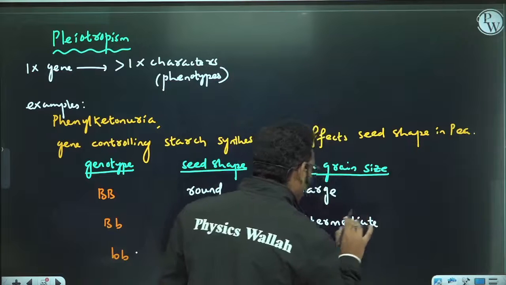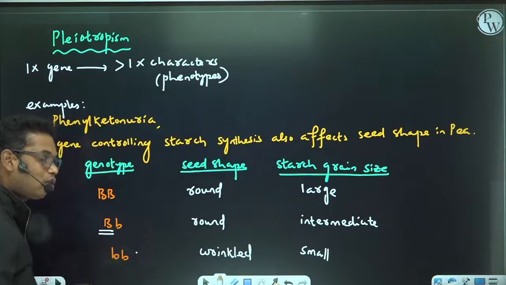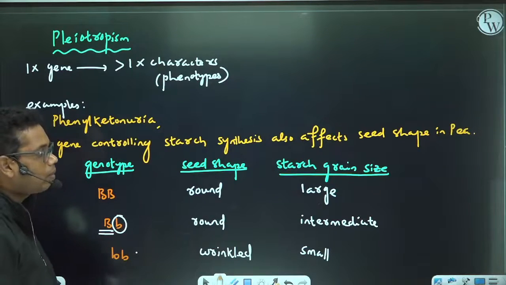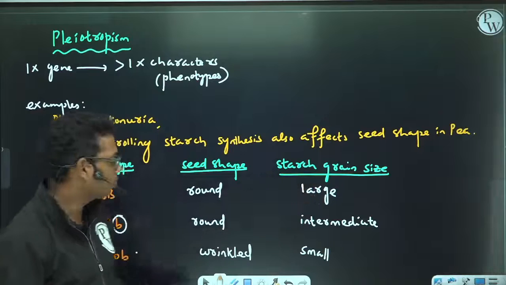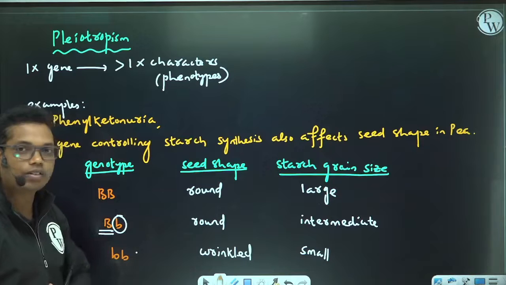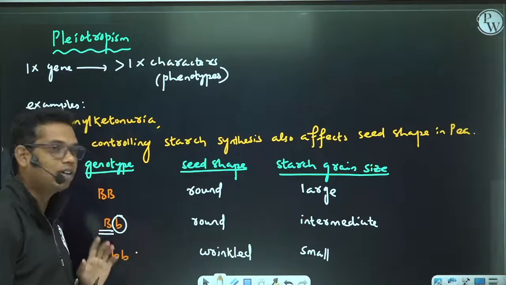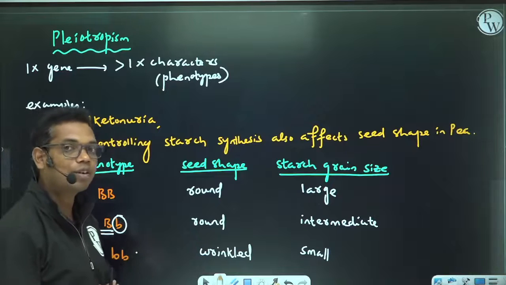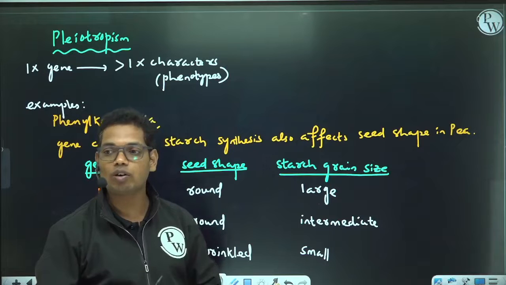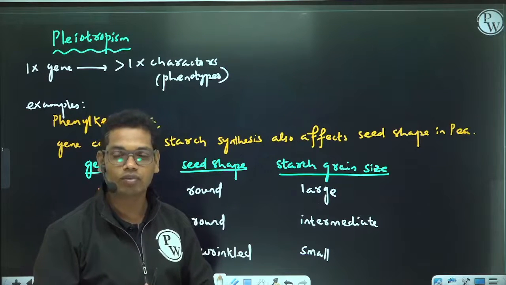That means with respect to starch grain size, capital B is not completely dominant over small b. That means I can say, with respect to starch grain size, capital B and small b show incomplete dominance. That means dominance is not a feature of the allele. Whether the allele will be dominant over another allele, it will depend on the character we take.